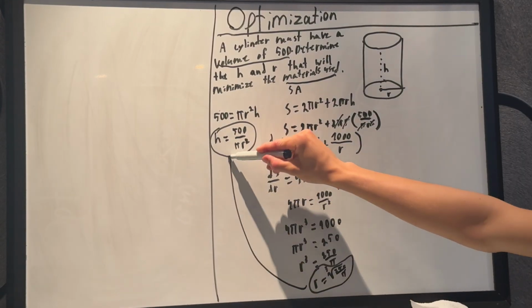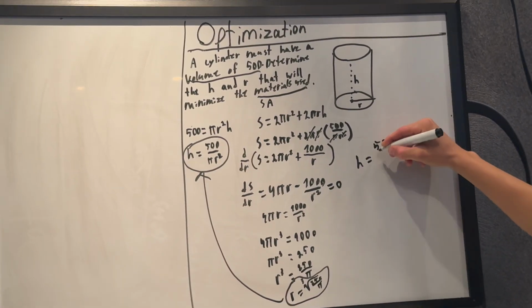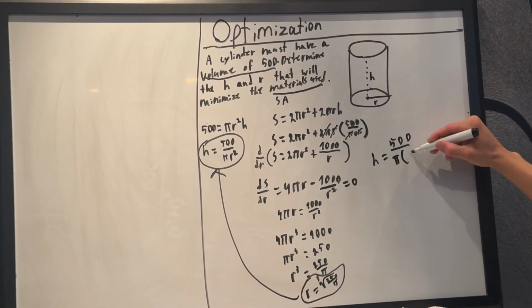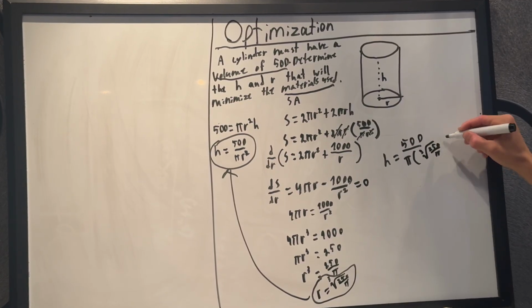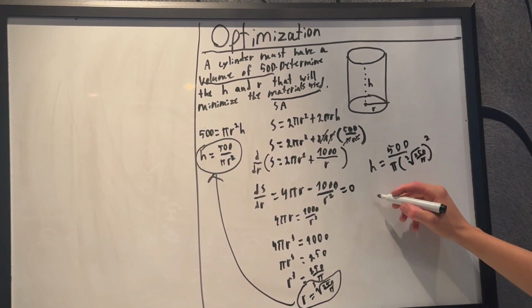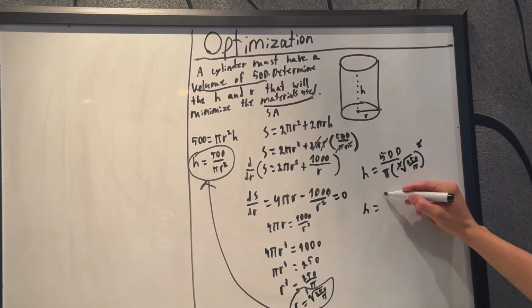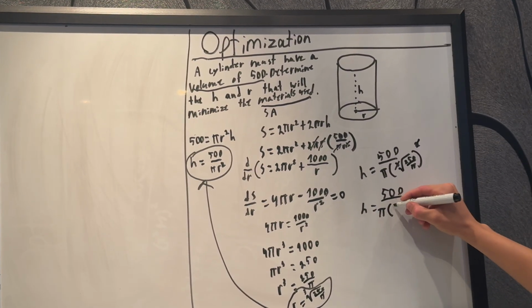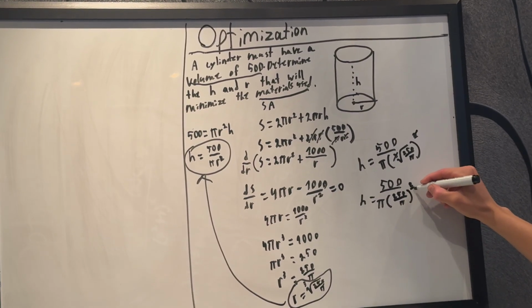So now what we can do is just plug this back into our height. So we're going to get height is equal to 500 over pi, and then it's a lot of algebra here, and we're going to have third root of 250 over pi to the power of 2. So now we can simplify this. So this is going to cancel out. We're just going to have a normal root. So we're going to get height is equal to 500 over pi, and we're going to have 250 over pi to the power of 2 over 3.